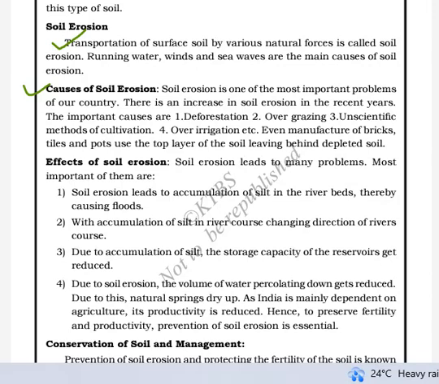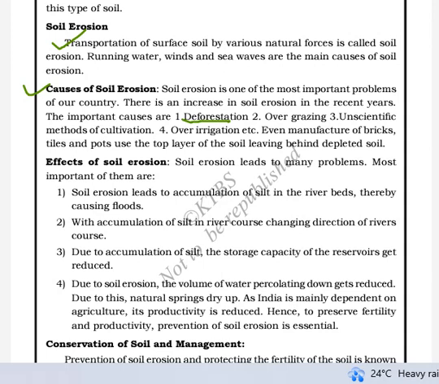The first and the most important cause of soil erosion is deforestation. What is the meaning of deforestation? Deforestation means cutting down of trees. You know that these days people are cutting down the trees and the forest for making buildings, hospitals, schools, markets, malls, etc. So if the trees are cut down, the soil will become loose and obviously soil erosion will occur.